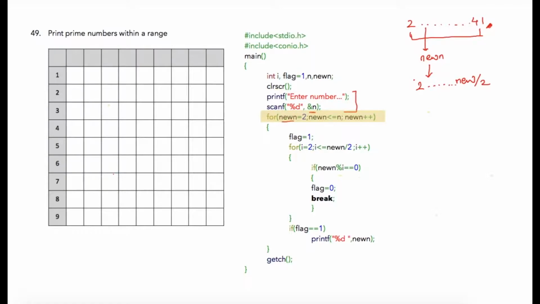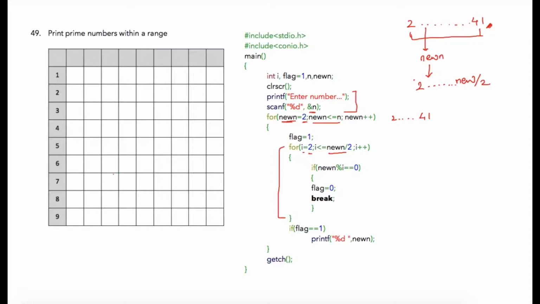Then I'm initializing a variable newn from 2 till newn less than or equal to n. So this loop will iterate starting from 2 till 41, and in each iteration we are going to apply our core logic of prime number, that is to divide that number with 2 till newn divided by 2, that is till half range, and to check whether the number is divisible. Now because we are going to check multiple numbers in this program, we cannot directly exit like we did in the previous program wherever we found that the number is divisible, because we are required to check multiple prime numbers.